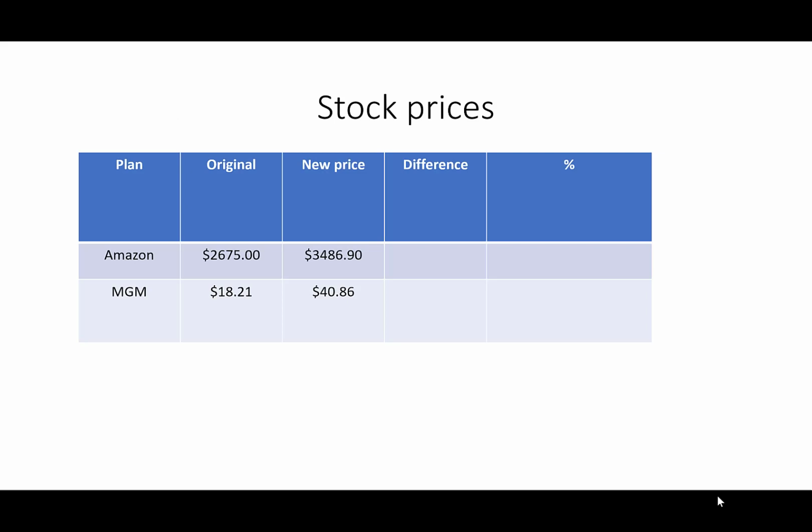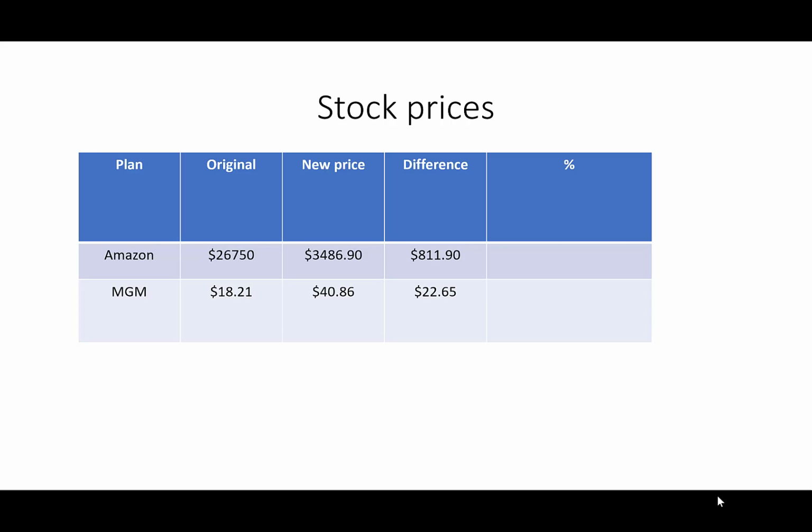So let's go back to Amazon and MGM and look at what happened. Amazon started at the 2,675, ended up at 3,486.90. That was a $811.90 increase. MGM went from $18.21 to $40.86, so that was a $22.65 increase. So there's our numeric thing. Numeric, it's easy to say, yep, Amazon went up more.